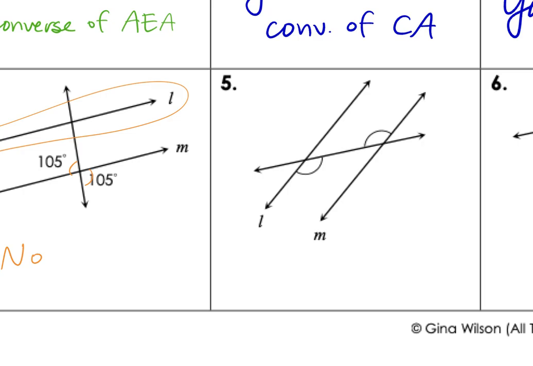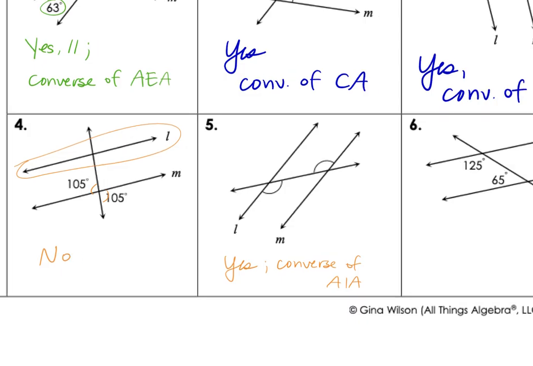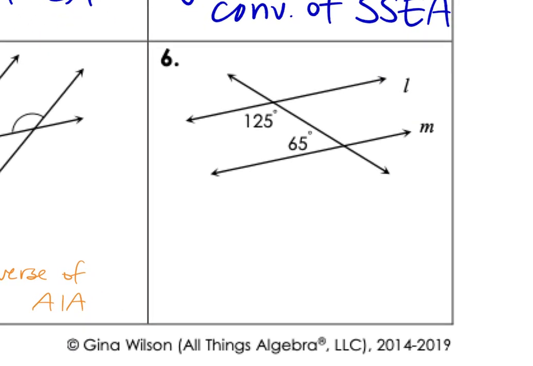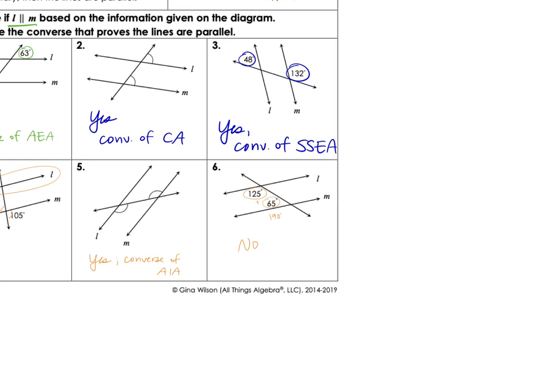What'd you say for number 5? Are they parallel? Yes, they are. By what? The converse of alternate interior angles. Okay, so what is number 6? Do you know why? Trick question. Those don't add up to 180. They add up to 190. So this would be no. Those are not parallel lines. Okay, they have to add up to 180.